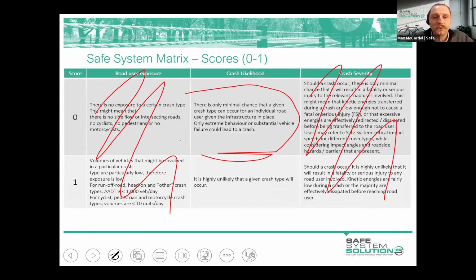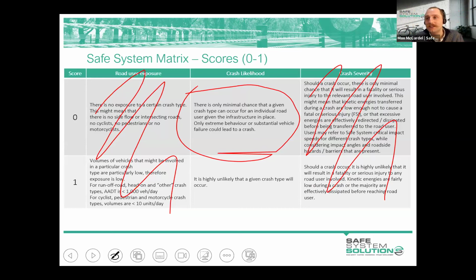So for a crash likelihood score of 0, the definition is there's only a minimal chance that a given crash type can occur. Only extreme behavior or substantial vehicle failure could lead to a crash. I'll be honest, it's very rare that you would apply a score of 0 for the likelihood. An example of that, let's just stick with the runoff road crash, is if you had a continuous flexible barrier system, and that would virtually eliminate the risk of death and serious injury for runoff road crashes because the barrier system will be able to contain an errant vehicle.